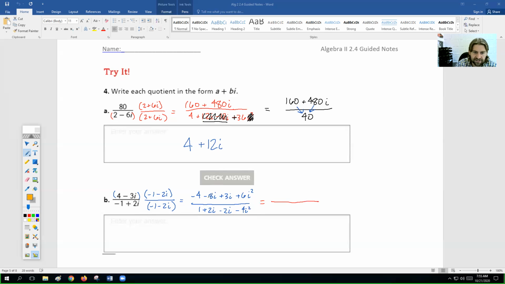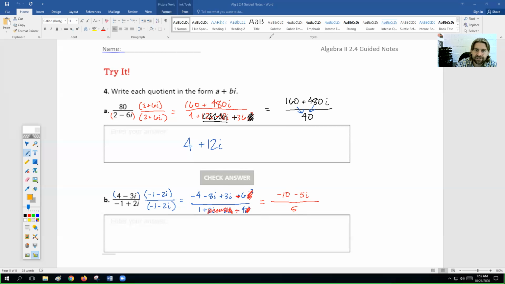Now the top, the i's don't cancel each other out, but we do have a -4, and we could change this to a -6. So -4 minus 6 would be a -10. And then our i's here, we got -8 and 3, that'd be a -5. So -10 minus 5i on the top. The bottom, the two i's are going to cancel out. And the -4i squared is going to become a +4. So 1 plus 4 is 5.